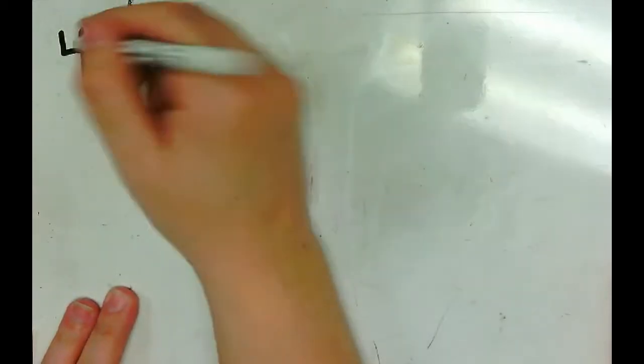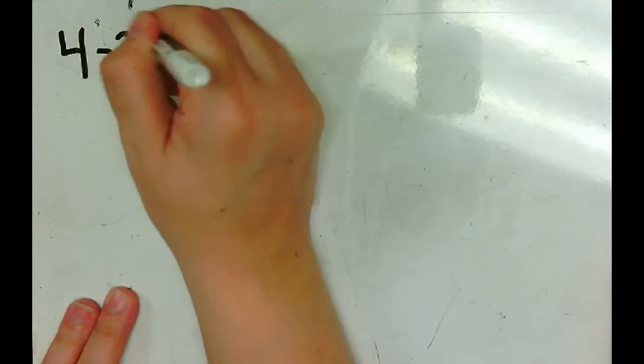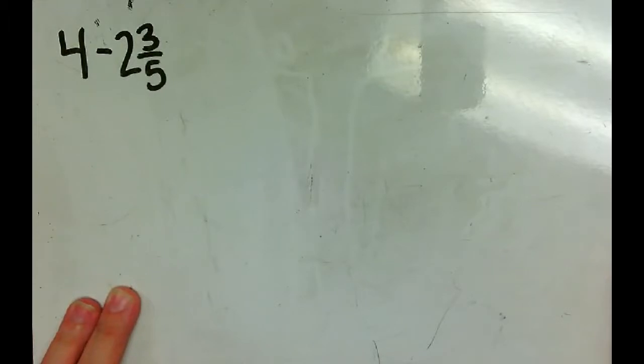All right, now I'm going to have us do a problem. So I have 4 cups of milk, and I am going to use 2 3/5 cups of milk. How much milk do I have left? What am I going to do to solve that? Subtract. So I'm going to subtract 4 minus 2 3/5, right?